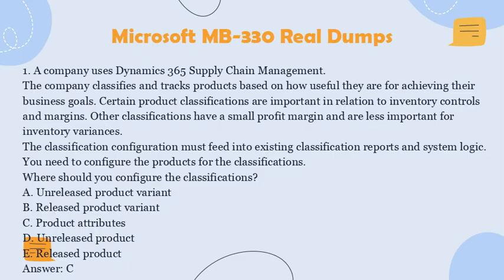1. A company uses Dynamics 365 Supply Chain Management. The company classifies and tracks products based on how useful they are for achieving their business goals. Certain product classifications are important in relation to inventory controls and margins. Other classifications have a small profit margin and are less important for inventory variances. The classification configuration must feed into existing classification reports and system logic. You need to configure the products for the classifications.